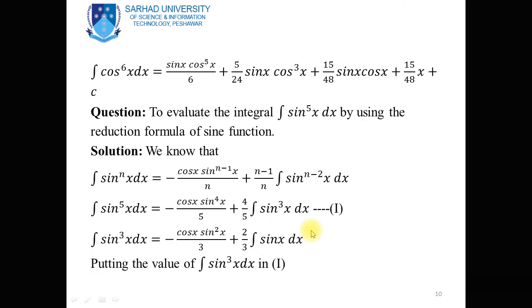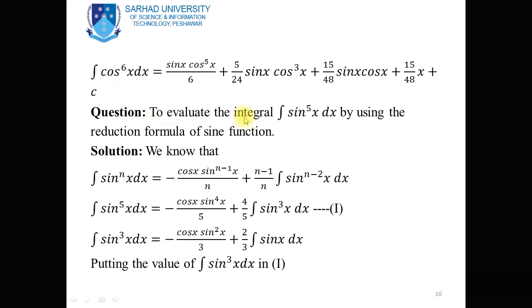Now this is the integration of cos x whole power 6 with respect to x, which is equal to sine x into cos x whole power 5 divided by 6 plus 5 by 24 into sine x into cos cube x plus 15 by 48 into sine x into cos x plus 15 by 48 into x plus c, where c is the constant of integration.